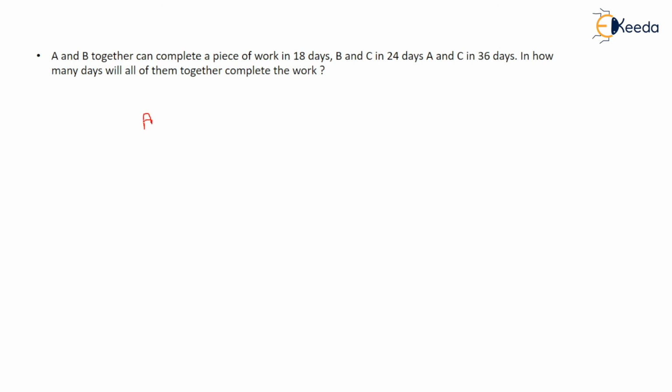So here A plus B, in how many days are they completing? 18. B plus C, how many days are they taking? They are taking 24 days. And C plus A, how many days are they taking? They are taking 36 days. So you have to think of a number which can be divided by all those three. So the number that comes to my mind is 72.